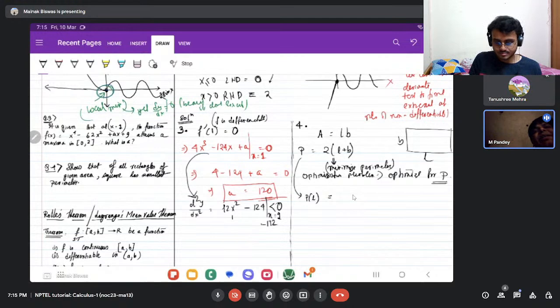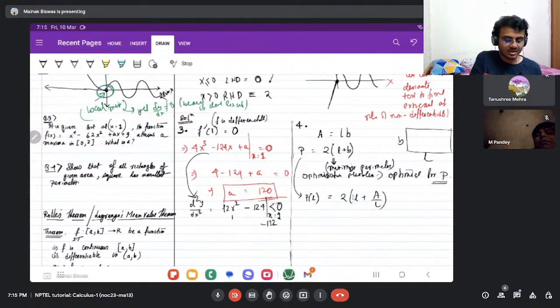B is equal to A by L. So I will be using L plus A by L, right? Understood? So I can write B as A by L, right? A is a constant. Say I want to buy a 5-acre land. What type of an area of a 5-acre land do I want to buy? So A is a constant.